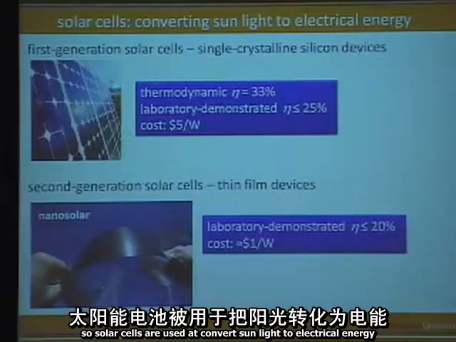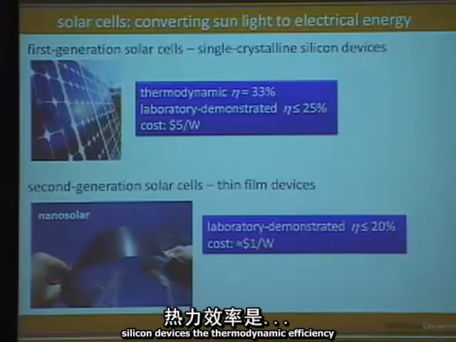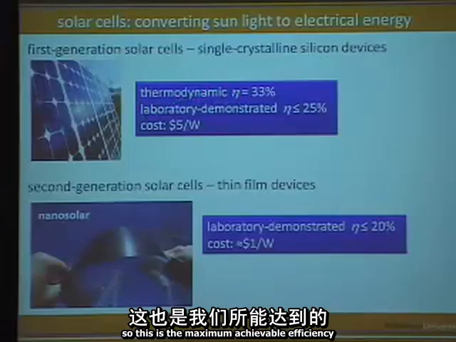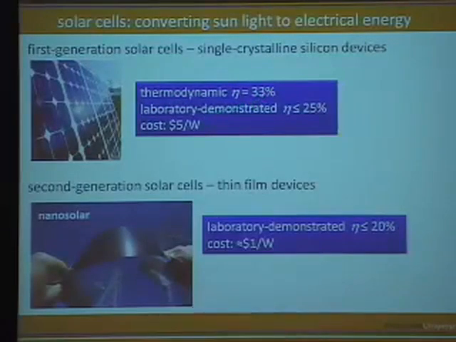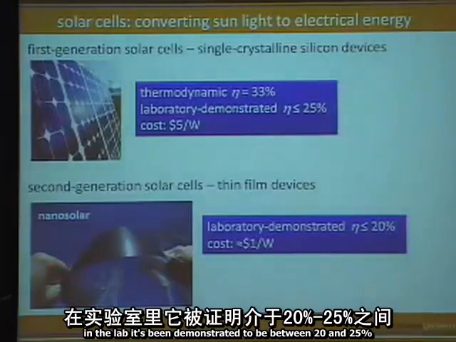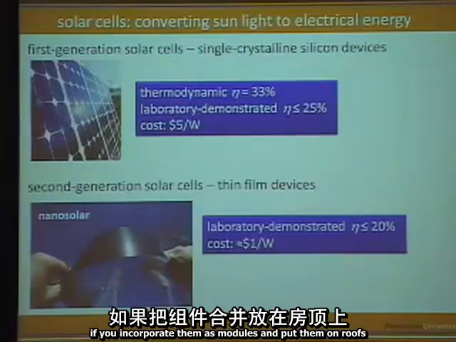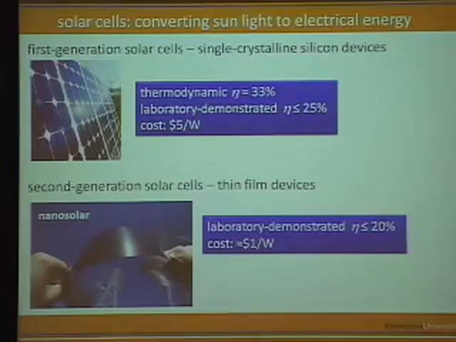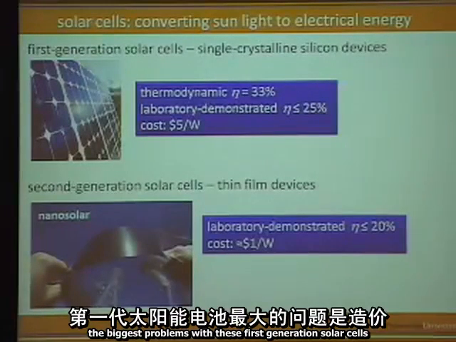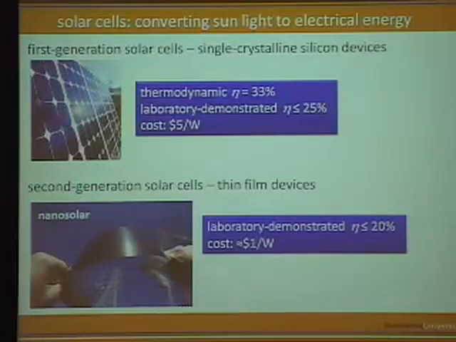So solar cells are used to convert sunlight to electrical energy. First-gen solar cells are these single crystalline type silicon devices. The thermodynamic efficiency, so this is the maximum achievable efficiency that these devices can hit, is about 33%. In the lab, they've been demonstrated to be between 20 to 25%. Now, if you incorporate them as modules and you put them on roofs, their efficiency drops a little bit, so it's about 18%. The biggest problem with these first-generation solar cells is the cost. Okay? They're way too expensive compared to coal.